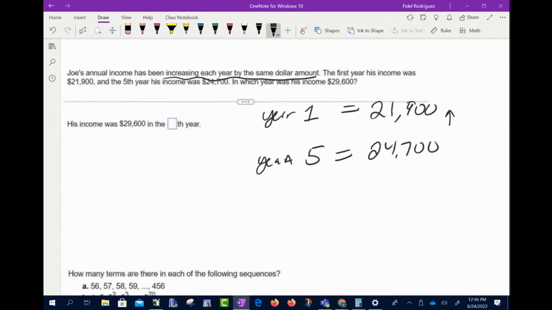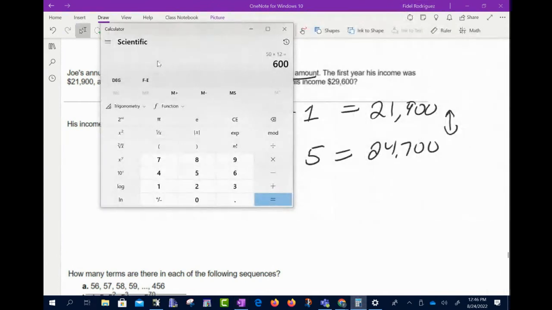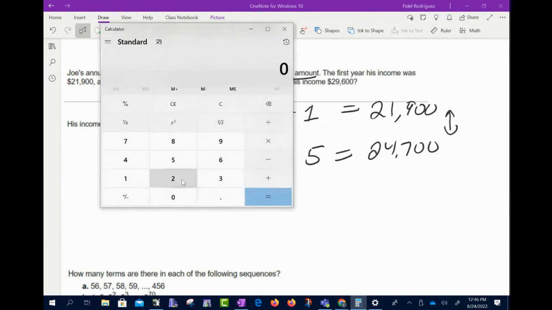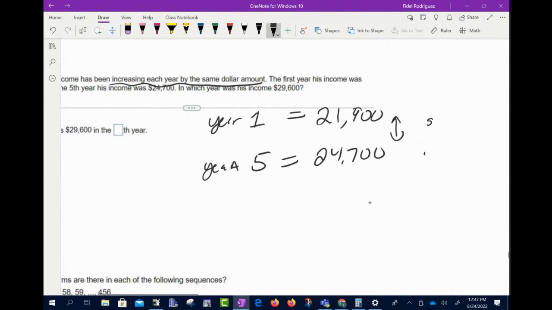Question, y'all, does anybody know how much it went up by in those years? How could we figure that out? Subtract them out, right? Good. So let's do that. Let me move my calculator over a little bit, and I'll make it a basic one if I can. There we go. Okay, so let's take 24,700 minus 21,900. Okay, so I'm coming up with 2,800. So in that time, y'all, his increase was 2,800.